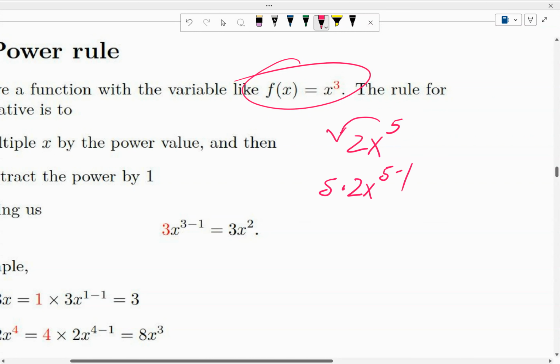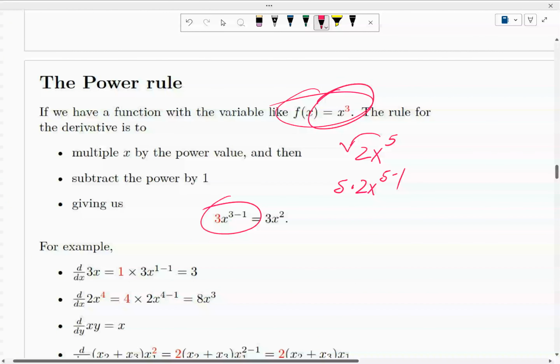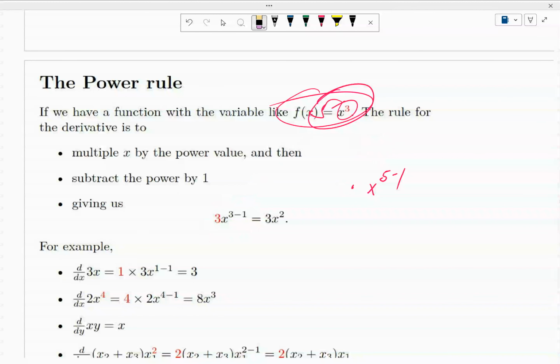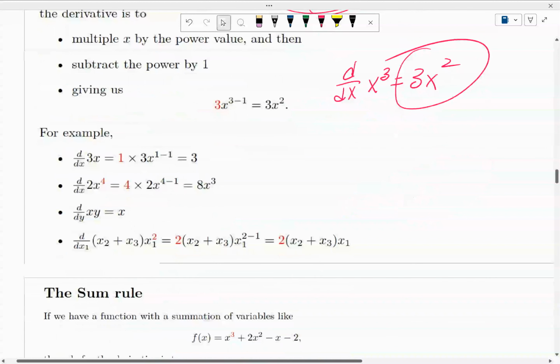So that's pretty easy. Over here, the power rule from this is you're going to move the 3 down and subtract the value by 1. So the derivative of this is equal to 3x^2. Now, with this, you can find the derivative at any point. So let's do some examples.